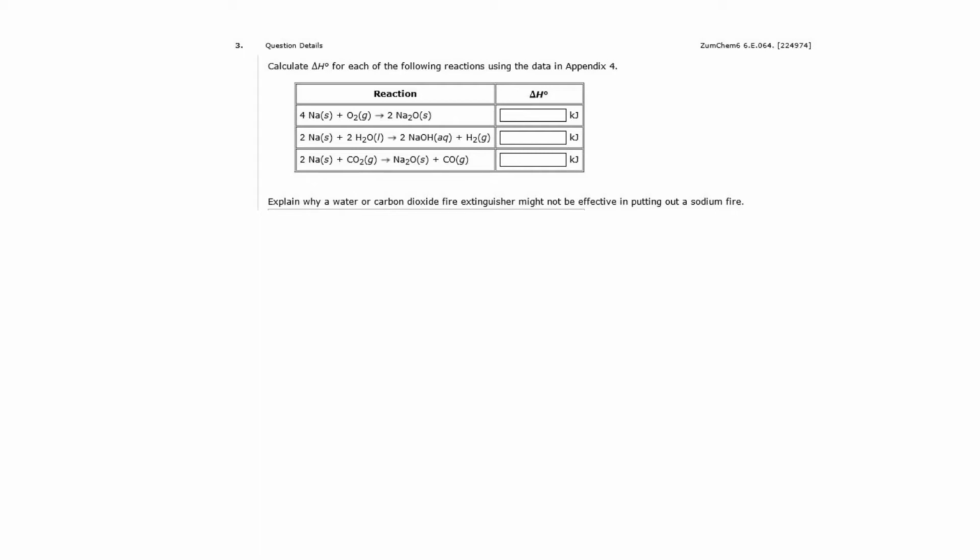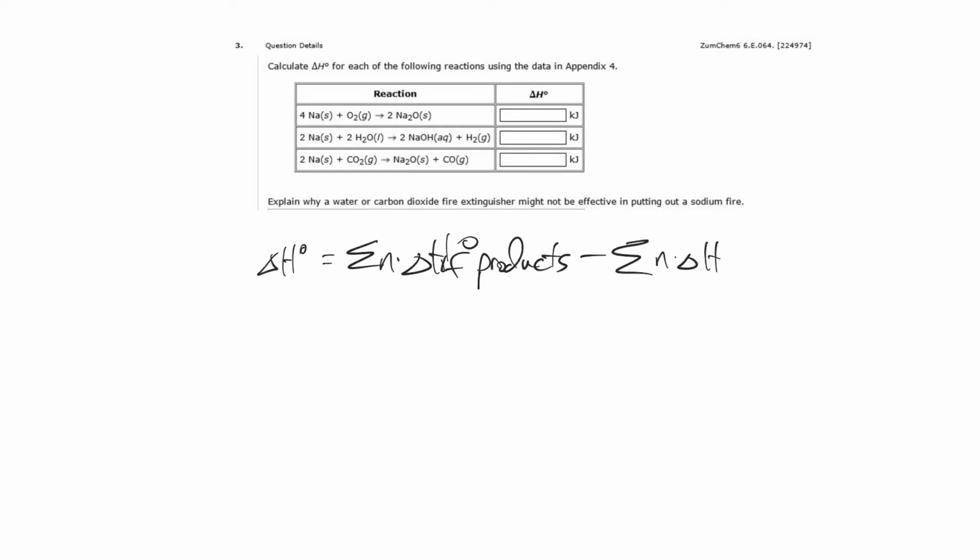Here's another standard enthalpy question where we use heats of formation found in Appendix 4. Again, the equation is the sum of the heats of formation multiplied by coefficients for all of the products minus the sum of the heats of formation multiplied by coefficients for all of the reactants.